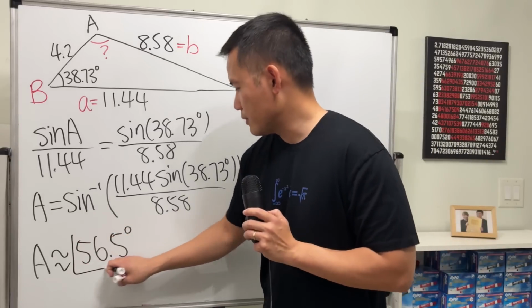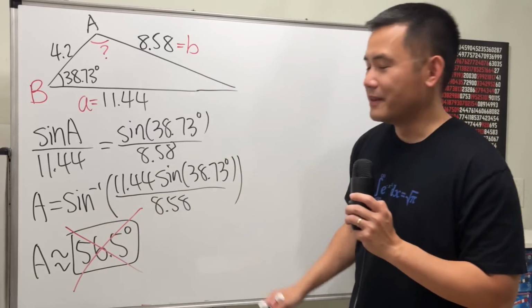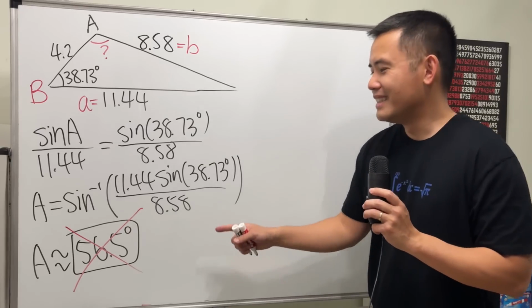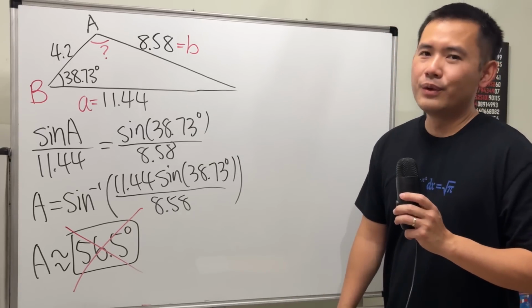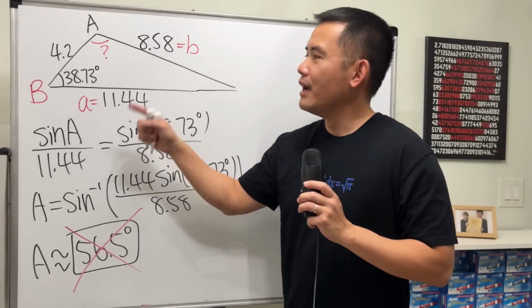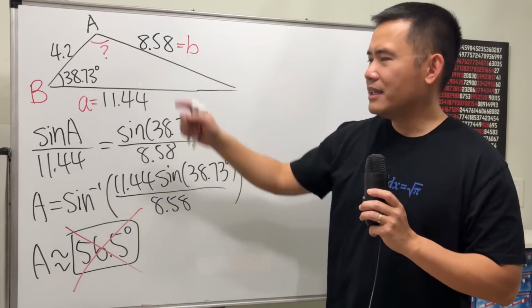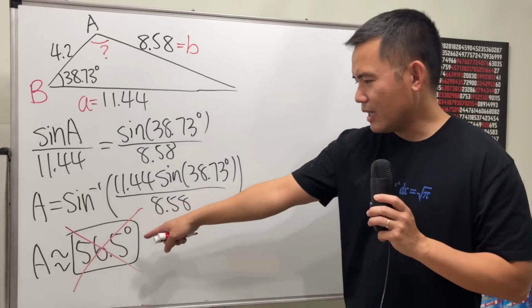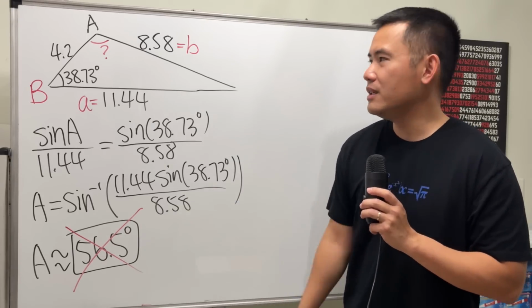So that's it, right? What's so hard about this? Well, no, this is not the correct answer. And most of the people make the mistake. They just box this and move on. Why though? Well, go back to the picture. Have a look at the picture of measure of angle A. That is bigger than 90 degrees. It cannot be 56.5.